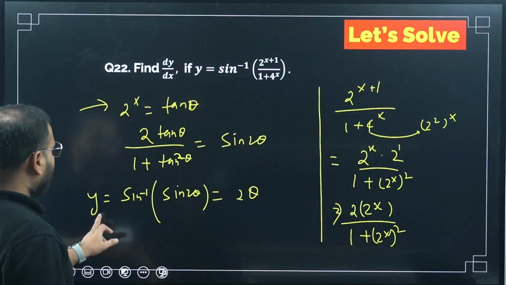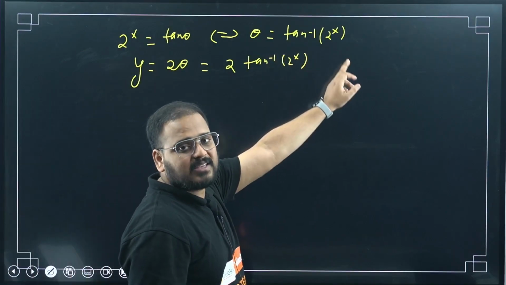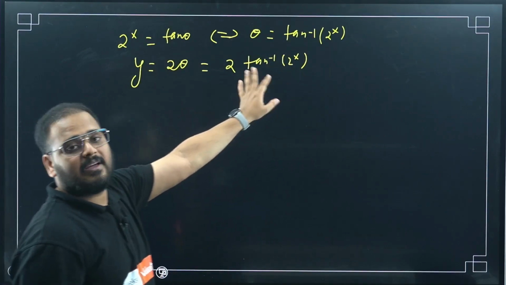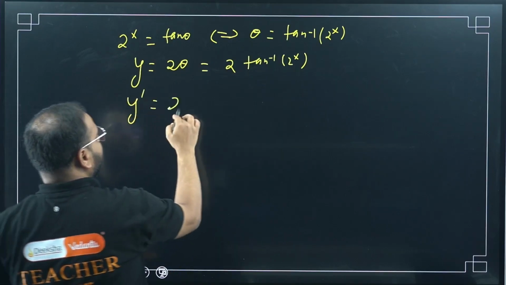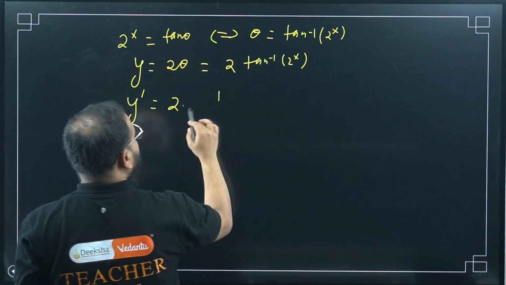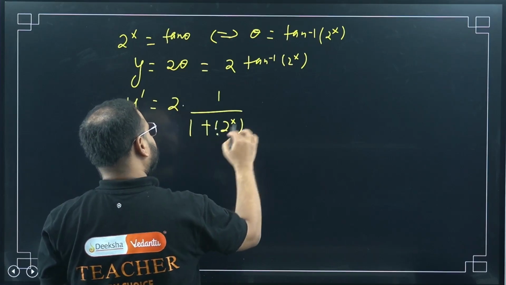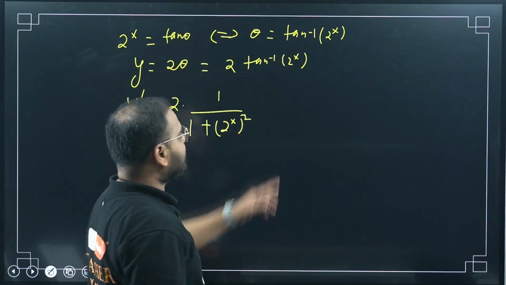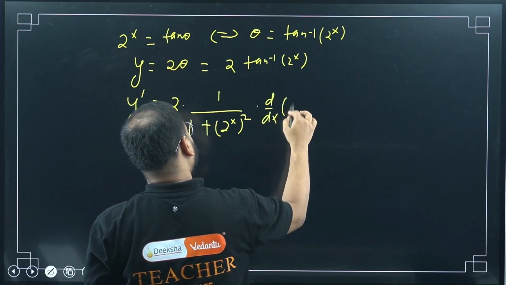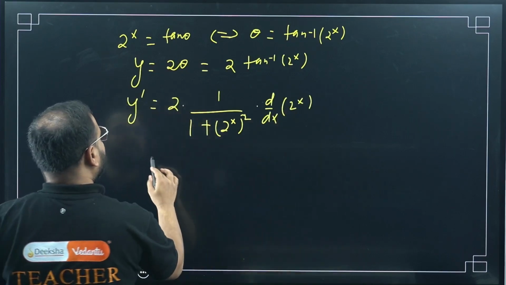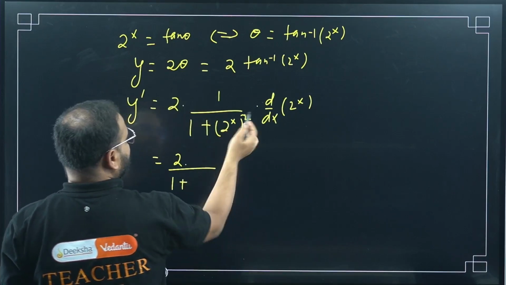Please check. I got y as 2 theta, so theta is tan inverse of 2 power x. Now I have the same thing in terms of x, and I can differentiate. My y dash will be 2 as it is. What is the tan inverse differentiation? 1 plus 2 power x the whole square. Whatever is in the bracket, take the square, and then differentiate this also, the exponential function like this.